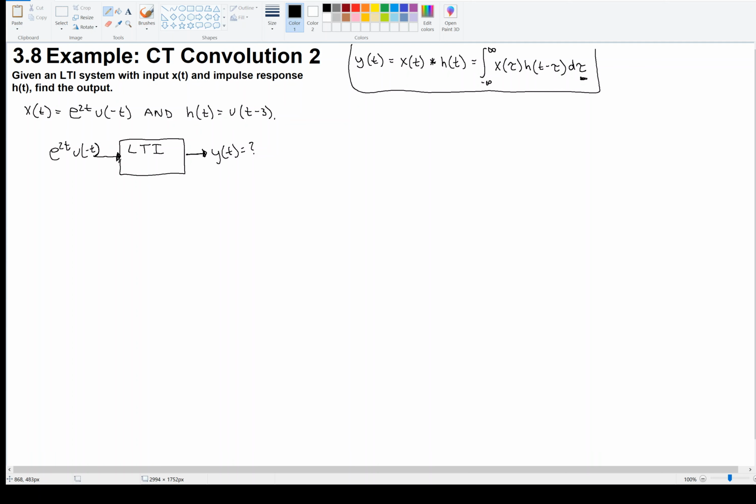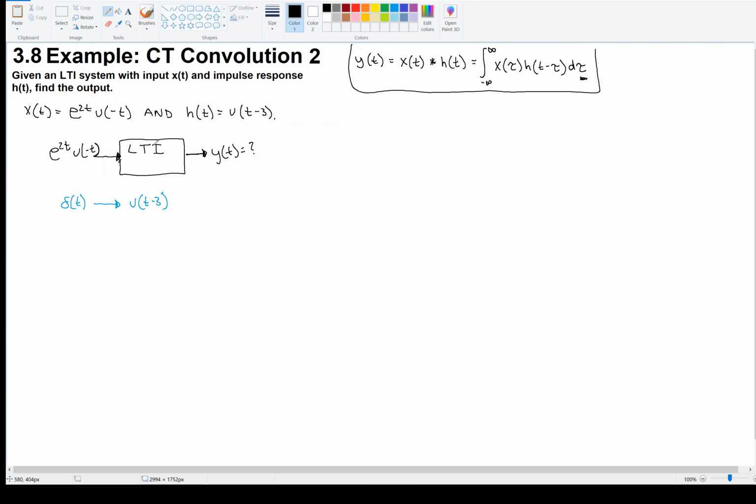We also know that when we put in an impulse, we get out unit step of t minus 3. We get out this waveform because this is h. This is the impulse response. It is literally the response to an impulse. So given how the circuit behaves when you input an impulse, given that the circuit is linear and time invariant, let's find the output when the input is e to the 2t u of minus t.